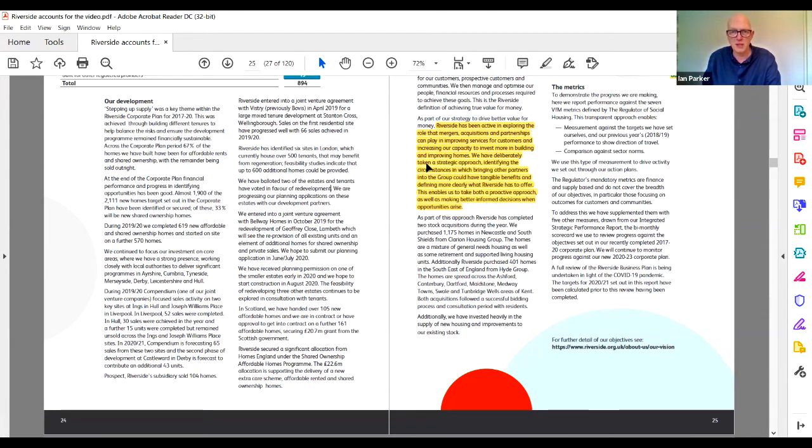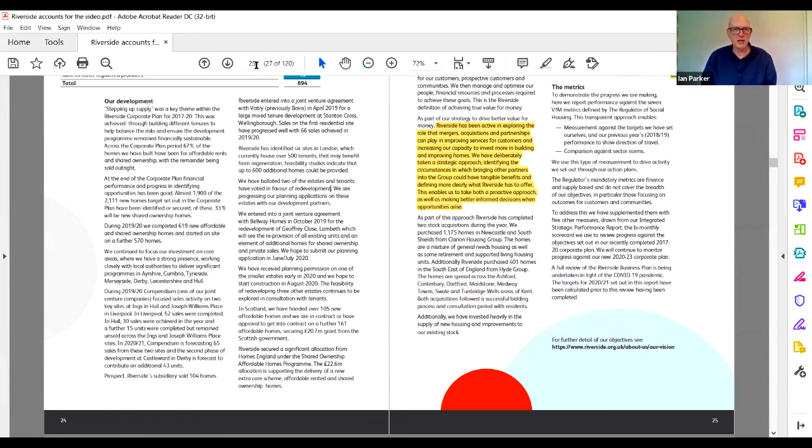We have been deliberately taking a strategic approach to identifying the circumstances in which bringing partners into the group could have tangible benefits and defining more clearly what Riverside has to offer. That's a really pragmatic view, and Riverside have merged with a number of organisations over the last few years. So what they're saying is they're leaving the door open. It's clear what they want to do. They want to merge with others, but it's got to add value to the business, which is a benefit to the tenants, the existing employees, and of course, new employees.